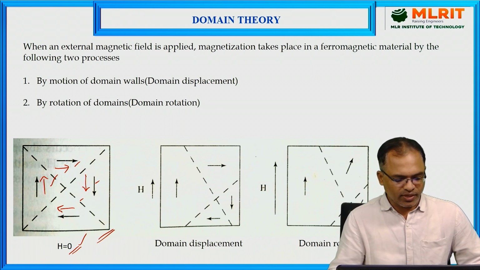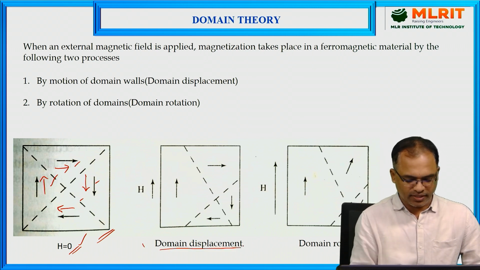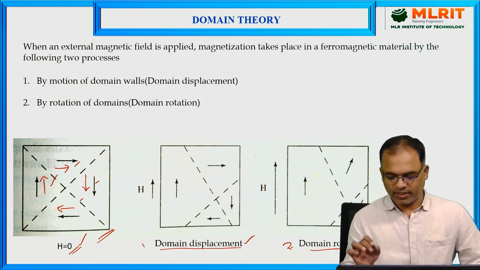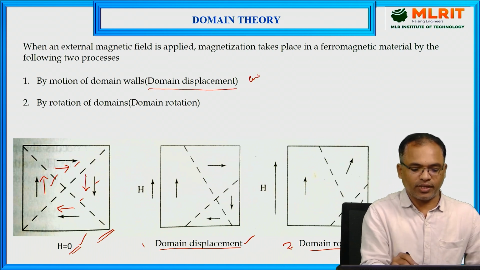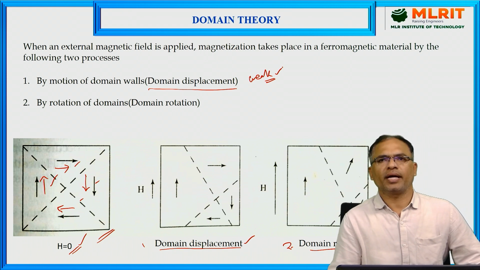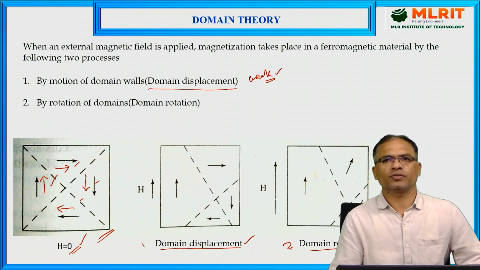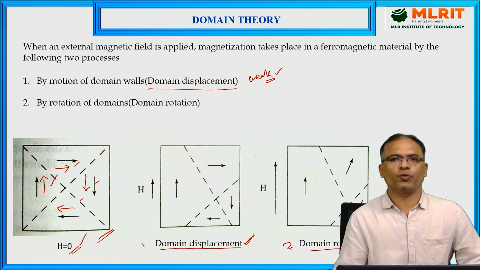When we apply a magnetic field on a ferromagnetic material, magnetization takes place by two processes. One is by domain displacement, the other is by domain rotation. Domain displacement takes place when the applied field is weak. So initially when we apply a small field, magnetization starts in a ferromagnetic material. That magnetization comes under the category of magnetization due to domain displacement.